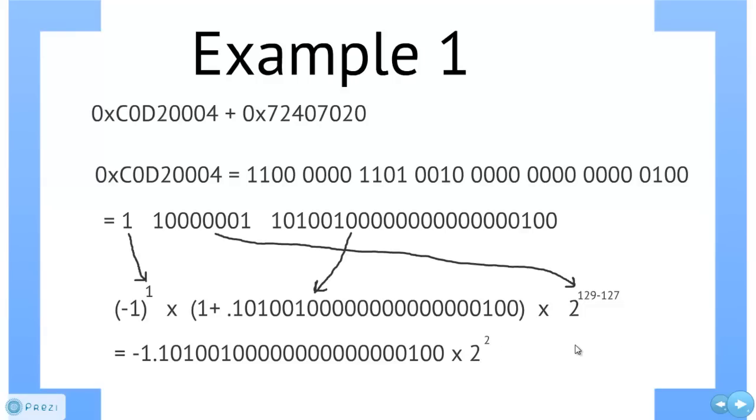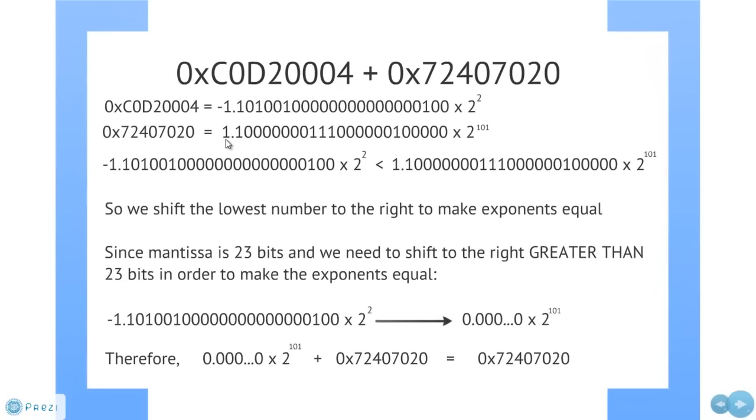And for the next value that we are given, we have 72407020. In order to make the time quicker, I'm going to solve this out for you and put it right here, which in this case was 1.1 times 2 to the 101. And if you notice in comparing these two values, we have times 2 to the 2, which is going to be less than the times 2 to the 101. And so we shift the lowest number to the right in order to make the exponents equal.